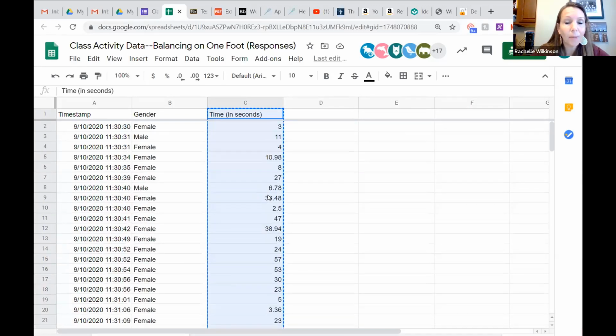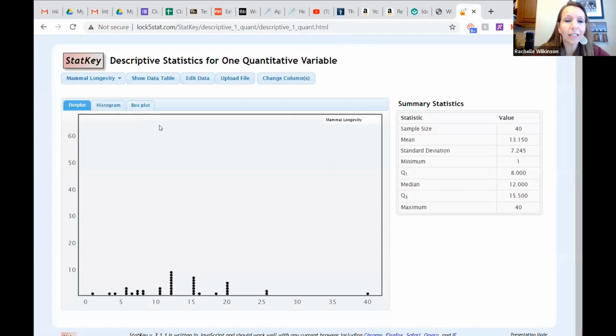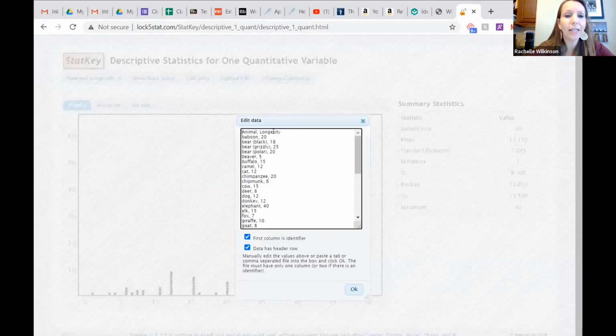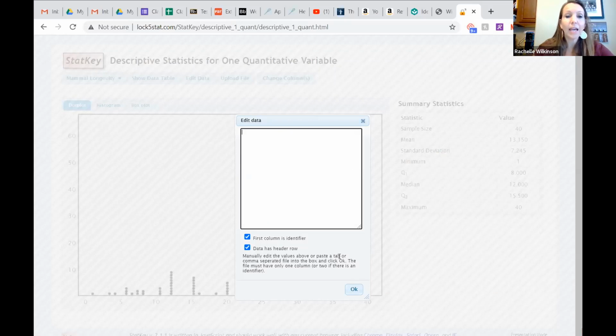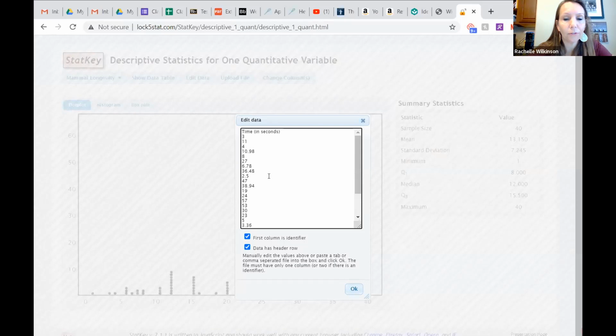All right, so now I've copied all the values in the time column. I'm going to go back over here to StatKey. In StatKey, you want to click on where it says Edit Data. So we've already gone into that descriptive statistics for one quantitative variable. Now I'm going to click on Edit Data. I got to get rid of all that animal data that's in there. So you just highlight everything and hit Delete. And then I'm going to paste in, so Control V if you have a Windows computer. And that will paste in all the data that we just copied over from the Google Doc.